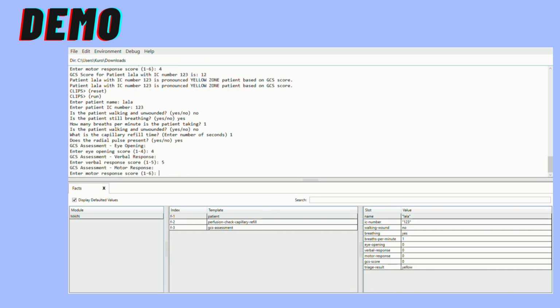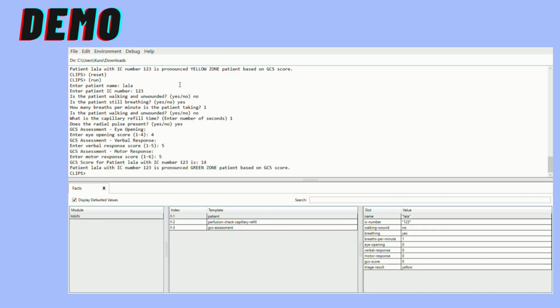Four, 5, 1. So if it is above 12, it will go to the green zone. That's all. Thank you.